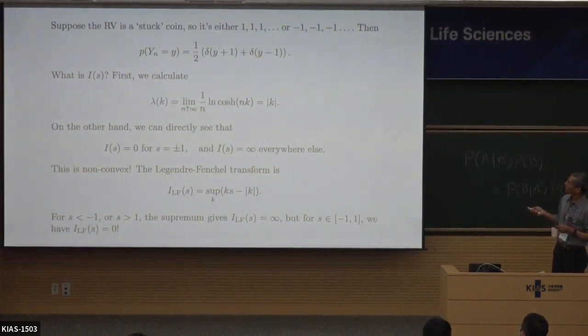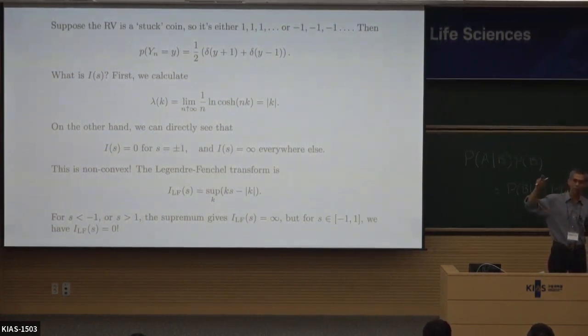If you look at this probability density, you can read off the rate function right away. What's the rate function? It's 0 at y equals plus 1. It's 0 at y equals minus 1. And it's infinite everywhere else. Why is it infinite everywhere else?